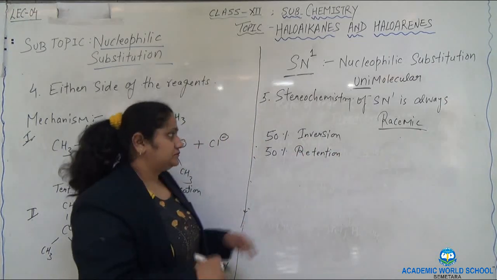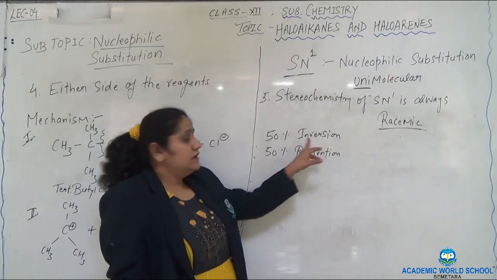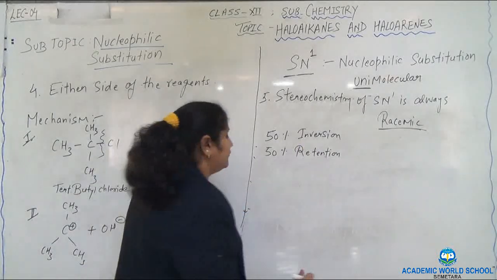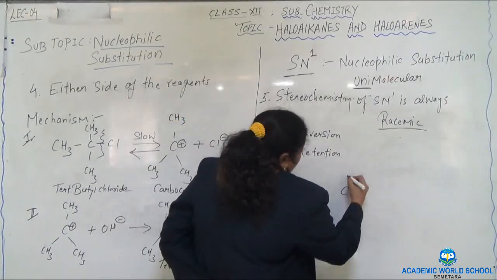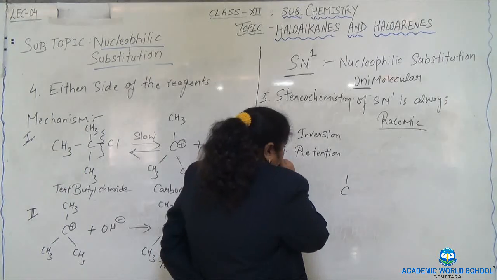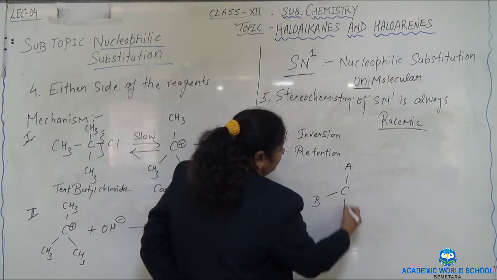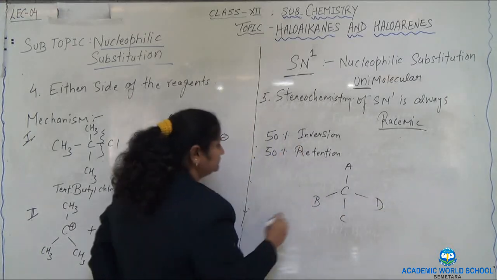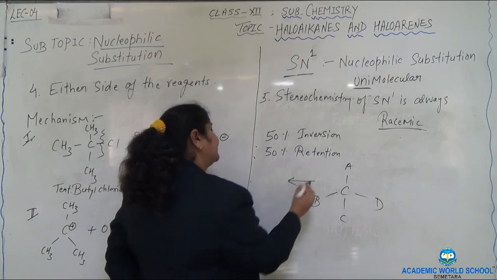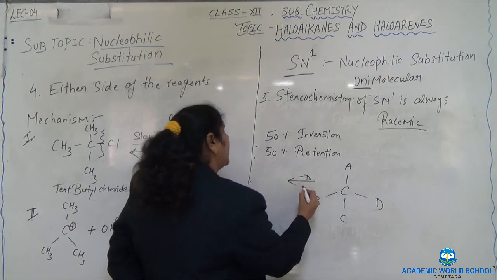In SN2 we have discussed this inversion. What about retention? If you take the example of any carbon satisfied with the valency ABCD, you want to replace this D by L.